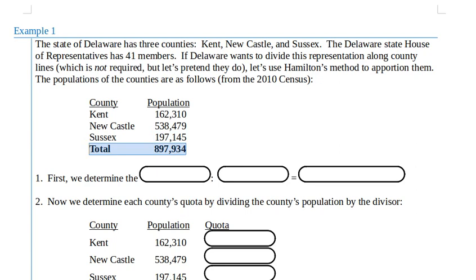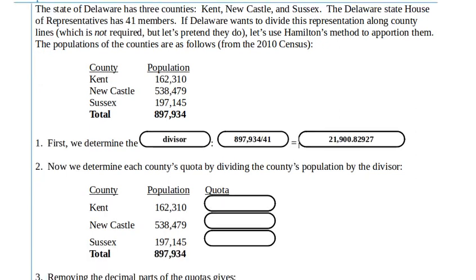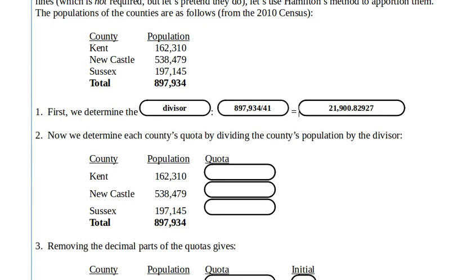So basically, the first question is we need to determine the divisor. That is, how many people each representative represents. So we're going to do that division. Looks like there's a total of almost 1 million eligible voters as a population, and we're dividing that by the 41 representatives. That gives us 21,900 and change. We leave that in our calculator, or we store it so that we can figure out the quota. In other words, this is saying how many representatives each county is eligible for.